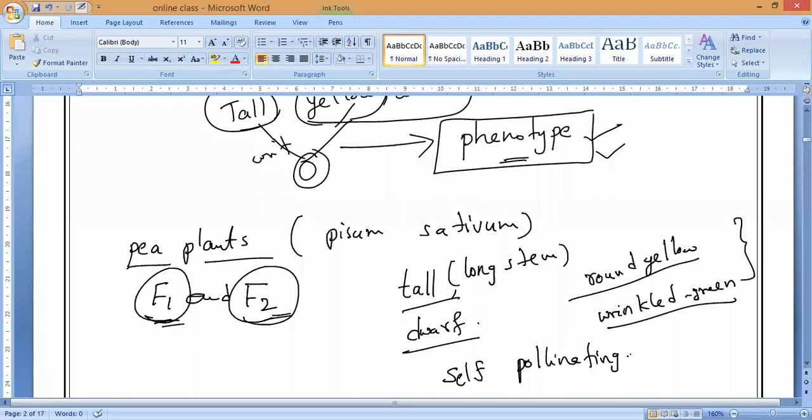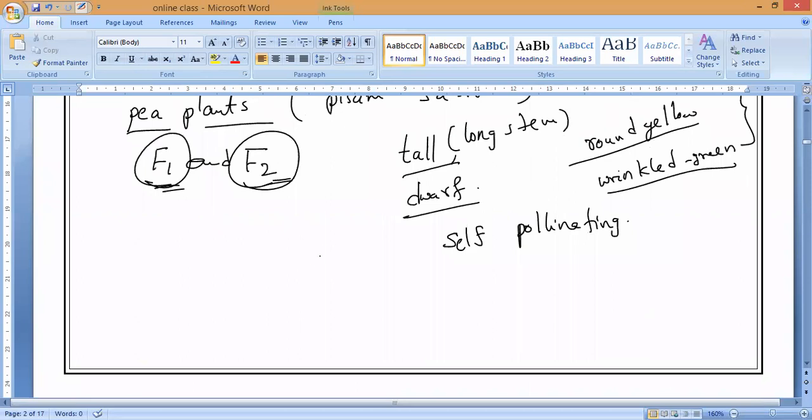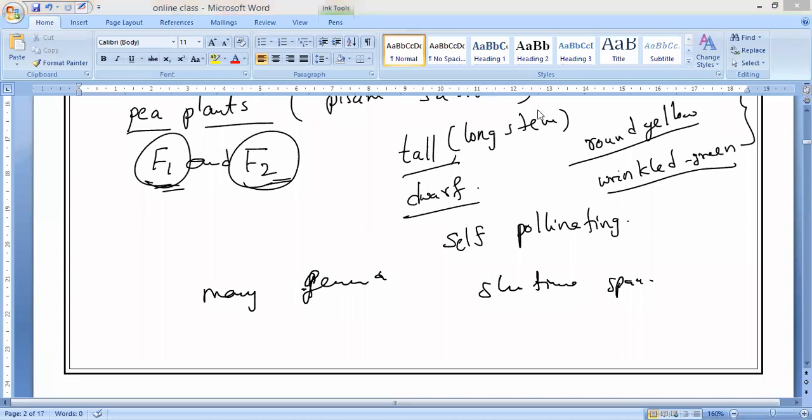And finally, Mendel chose the pea plants to study inheritance because many generations of pea plants can be produced in a comparatively very short time. Their lifespan is very short, so we can produce many generations in a very short time span. Also, they are much simpler than animals. Animals have a longer lifespan, and it is very difficult to study their characteristics because of the many variations. That is why he chose the pea plants.